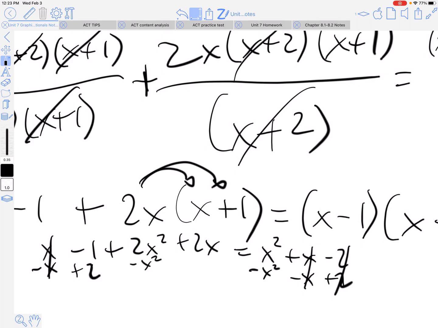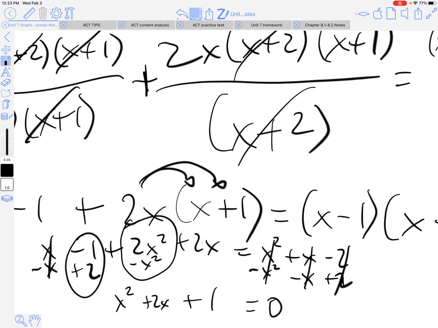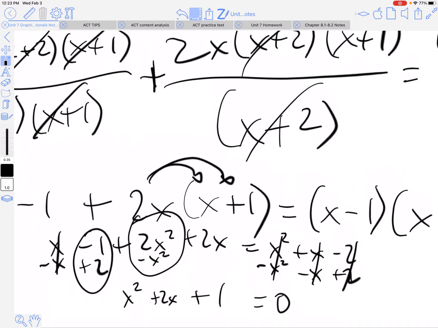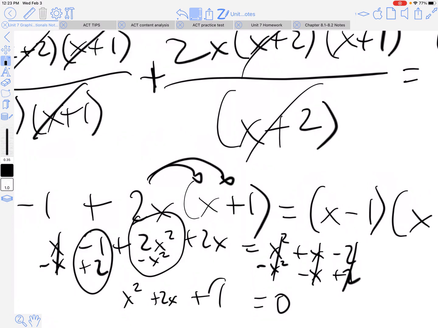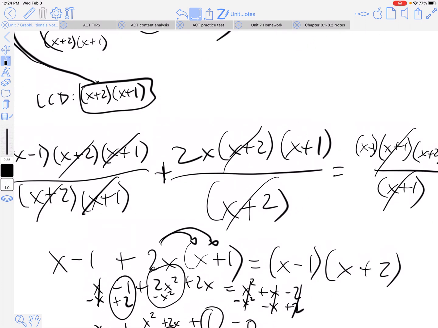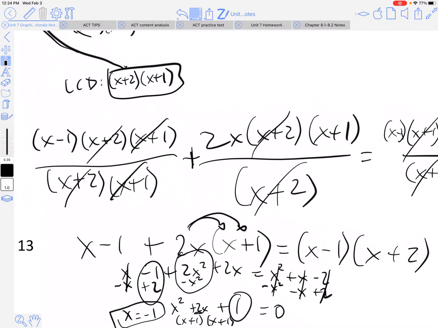Kind of got a little messy, I apologize. So I have 0 on the right-hand side, and then I have an x squared plus 2x plus 1. And I'm going to factor that. And so something that multiplies to give me 1 but adds to give me 2 is x plus 1 times x plus 1. And so x equals negative 1 as I solve. So now, that's my answer, right?